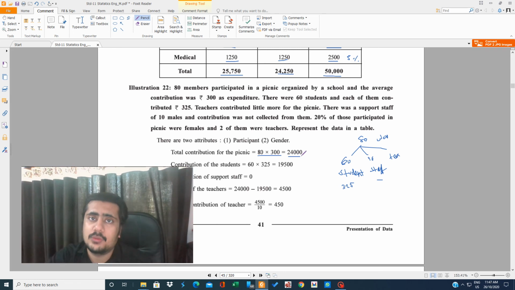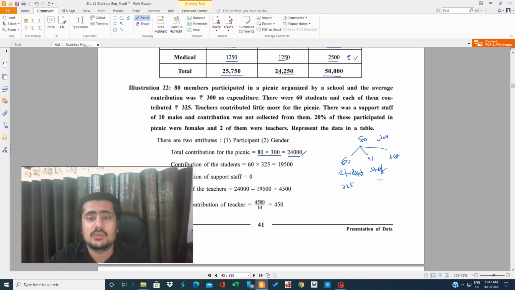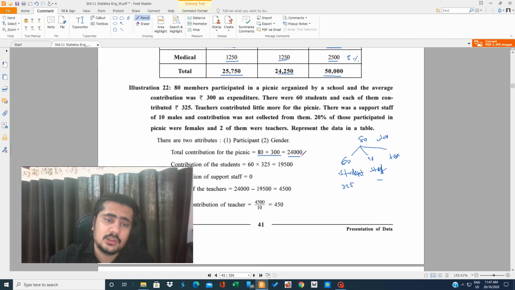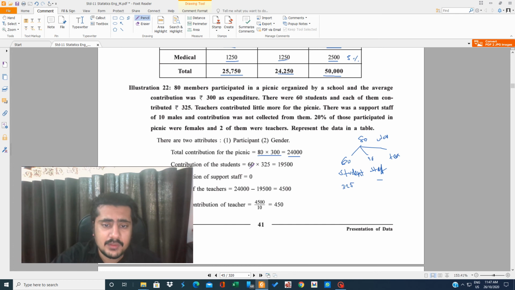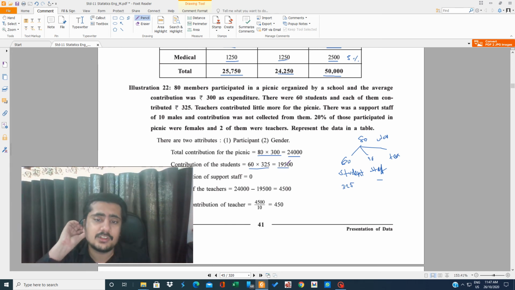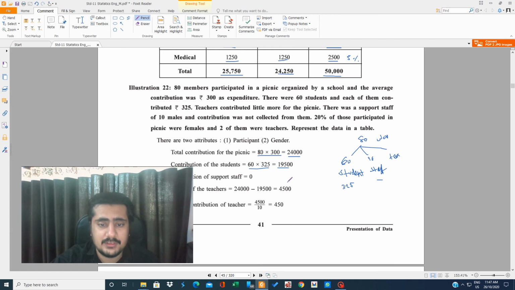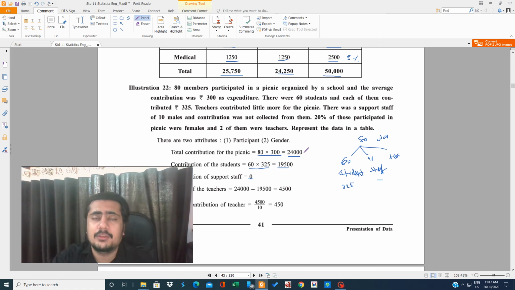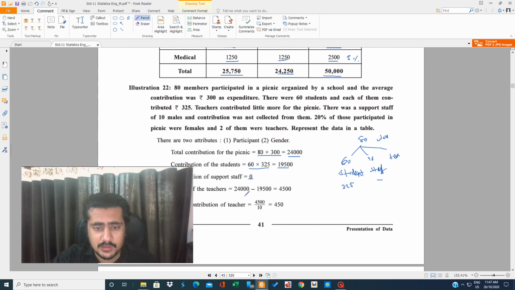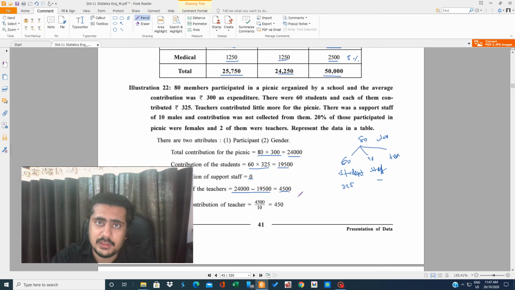How much you have expended? You have expended 24,000 rupees. From those 24,000 rupees, 60 students have contributed 325 each. So total contribution is 19,500. Now support staff is not going to contribute anything. What portion of money is left to be collected? Total expense 24,000, from which 19,500 is collected from students. So 4,500 is left. What is left? 4,500.